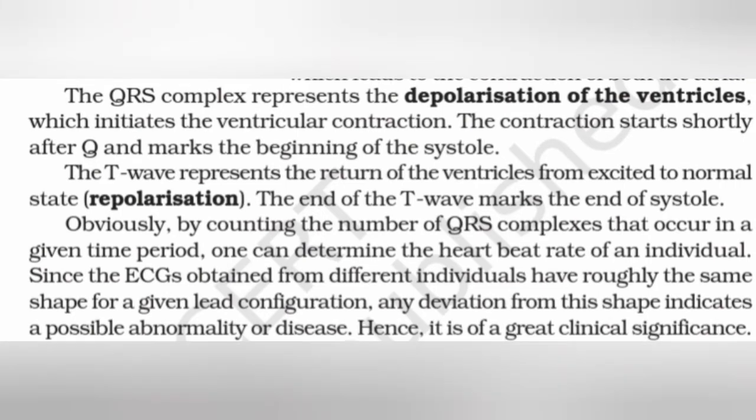Obviously, by counting the number of QRS complexes that occur in a given time period, one can determine the heartbeat rate of an individual. Since the ECG obtained from different individuals have roughly the same shape for a given lead configuration, any deviation from this shape indicates a possible abnormality or disease. Hence, it is of great clinical significance.